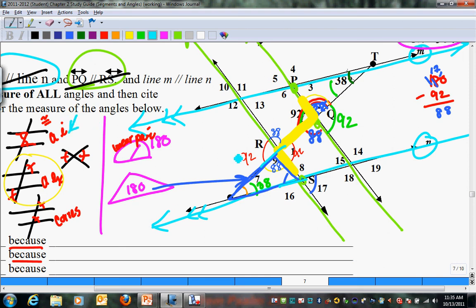But what do we know? We do have a triangle here, don't we? Triangles add up to? 180. So here we have 88 and 38. Oh, I thought that was inside the triangle. 50. Is it 50? Okay, 8 carry the 1, 126. Now take it away from 180.